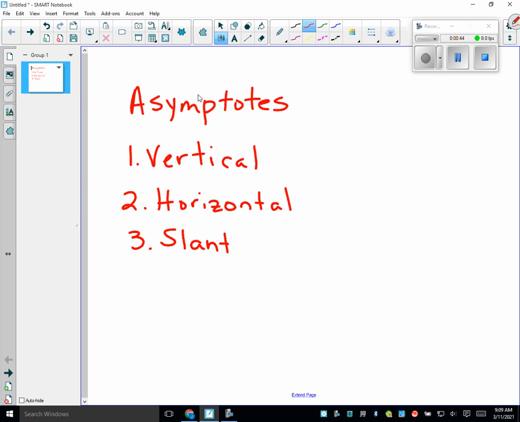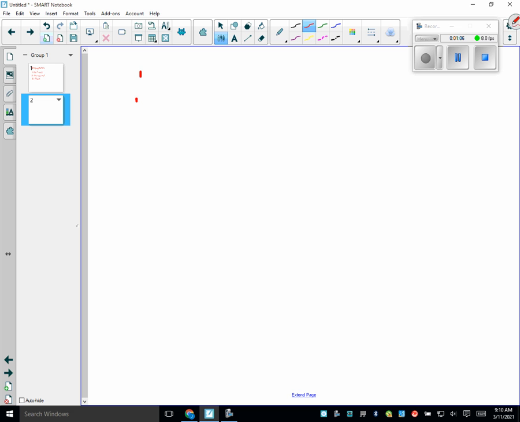We have done vertical. We've talked about horizontal. We will end up talking about slant asymptotes. Those are the 3 kinds. Okay. Vertical asymptotes. That means they go like this, right? Isn't that what vertical means? Up and down.